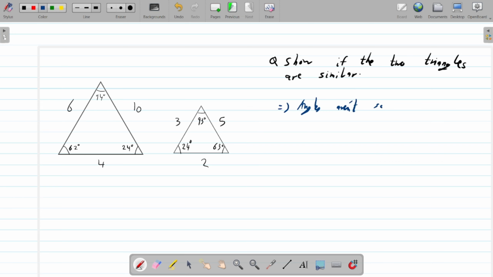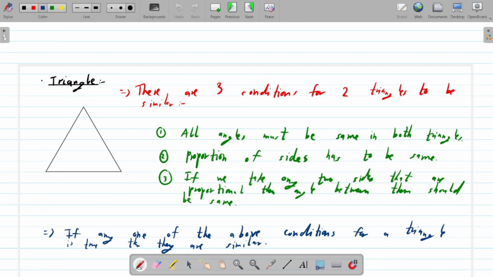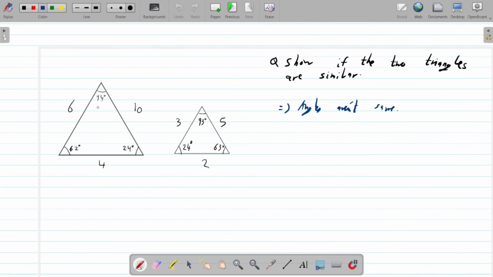Aren't same. Second condition, which was proportion of sides has to be same. Okay, this is 6. Let's mark it here, 6. This one is 3. Okay, 6 and 3. I think I'm dividing by 2. Okay, let's check the other ones. It should be the same. 4 and 2. I'm dividing by 2 again. And then 10 and 5. I'm also dividing by 2.